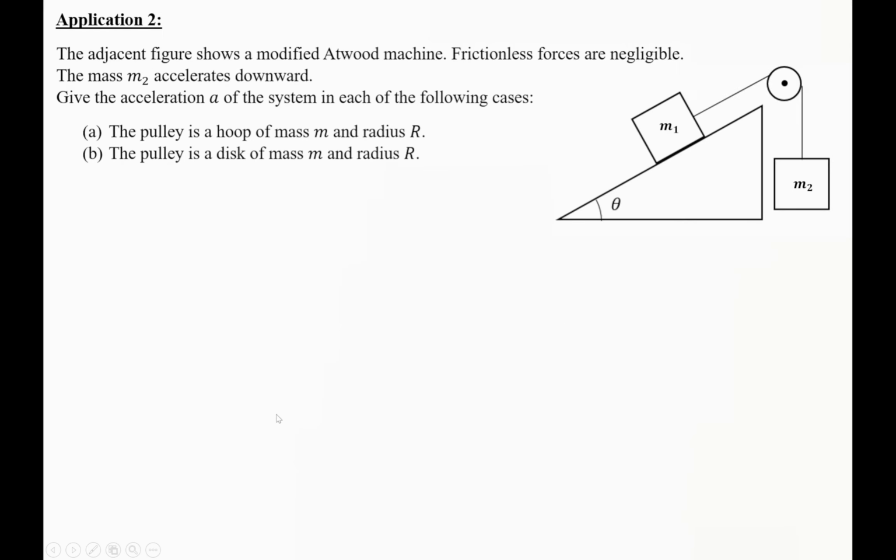Now what about application 2? The adjacent figure shows a modified Atwood machine. Frictional forces are negligible. The mass m2 accelerates downward. Give the acceleration a of the system in each of the following cases. In part A, the pulley is a hoop of mass m and radius r.